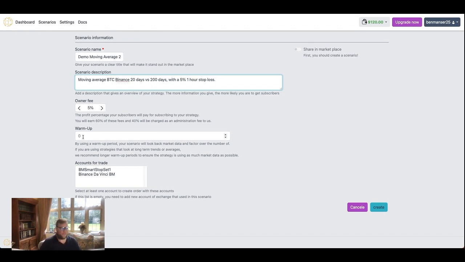And the warm-up is when you put your strategy live, it will look at the back data, but look at data leading up to when your strategy was live. So if you've got indicators within your strategy that take 5, 10, 15 days of data to factor into the calculations, then you can specify that within the warm-up period here. And I'm going to set to trade on my Binance account.